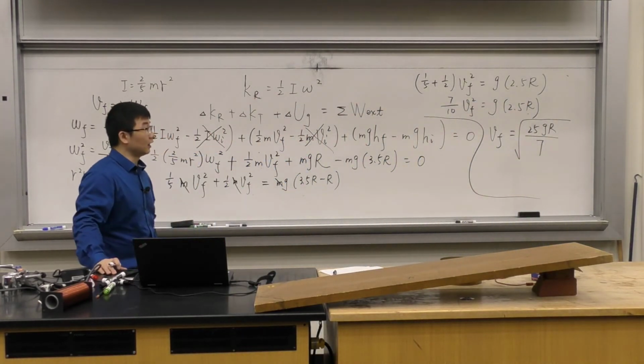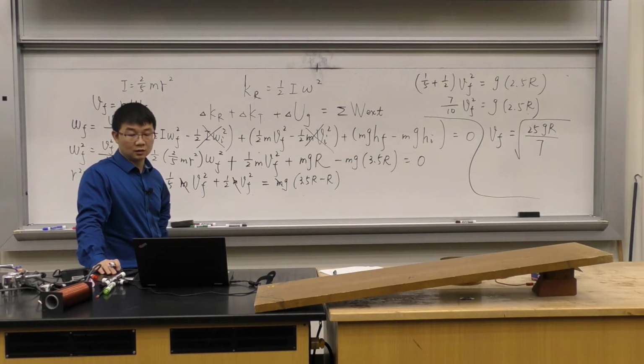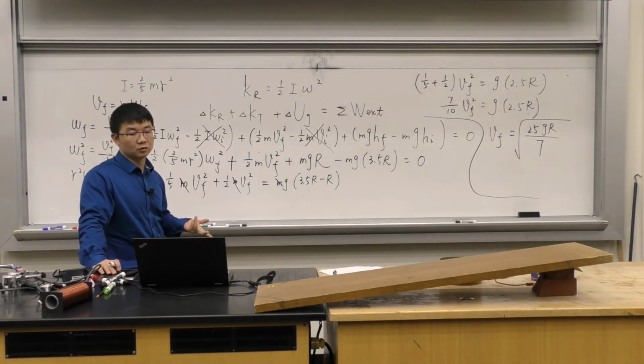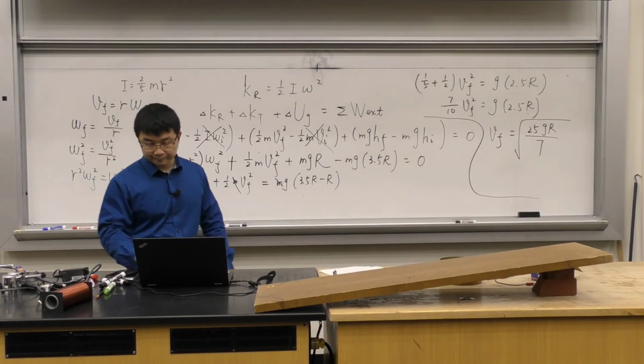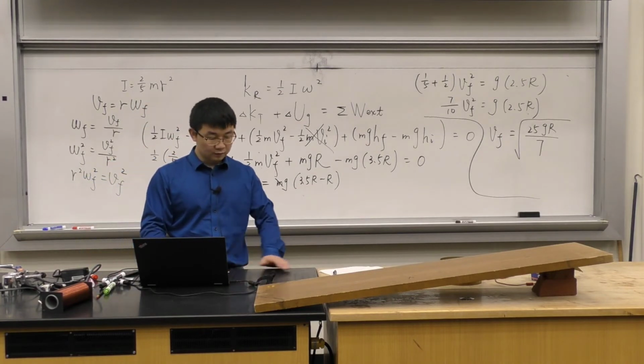You see, at the end, you only need this big R. You don't need anything else. You don't need the mass of the ball. You don't need the radius of the ball. Okay? So that's what I usually say. Do the math. The math is going to guide you to the right answer. Okay? All right. So this is this question.